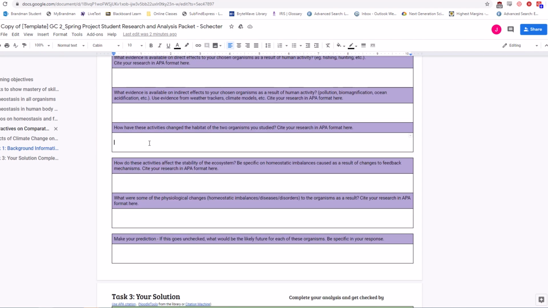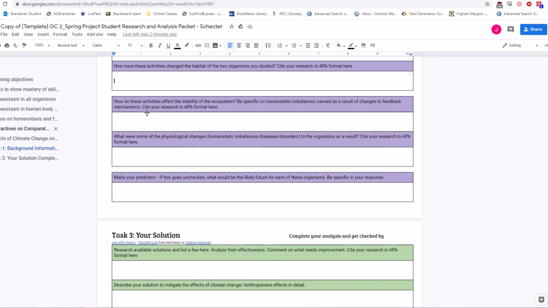And now, secondly, how have these activities changed the habits of your organisms? For example, there are now monkeys that actively stay near tourist locations because they know the tourists will give them food. How do these activities affect the stability of the ecosystem? Same thing. Now there's a new food source, humans. How's that going to change or disrupt the ecosystem? And all those things like that.